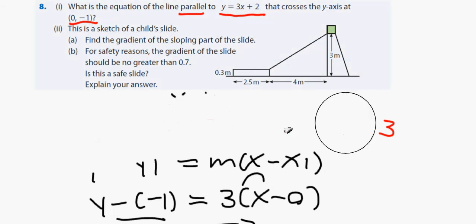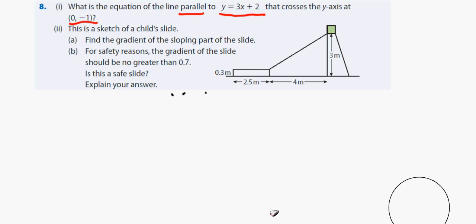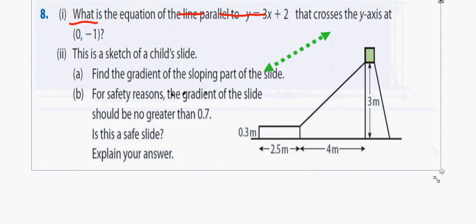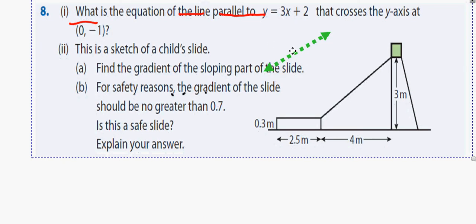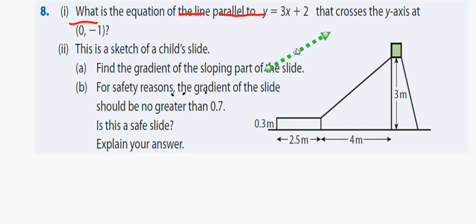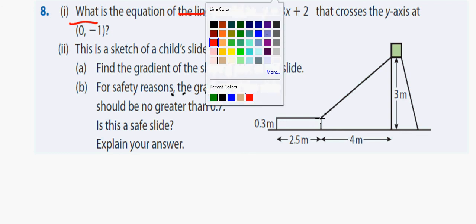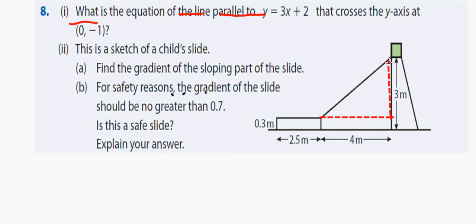Now, the following is a sketch of a child's slide. What is the gradient of the slope of the slide? So the slide is this part here. Now that we know what the slide is, we're just going to make this a bit bigger. Now let's make a triangle out of this slide. So I'm just going to draw a line like this.